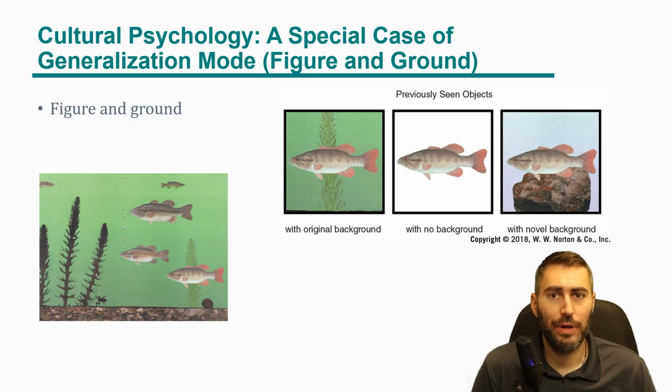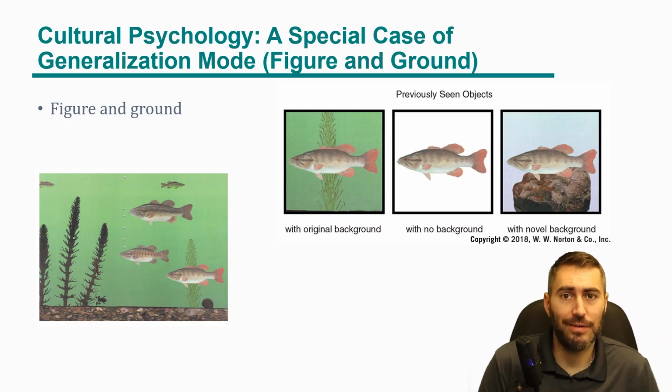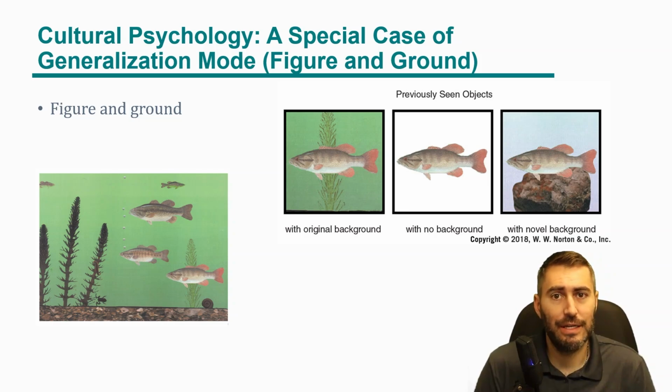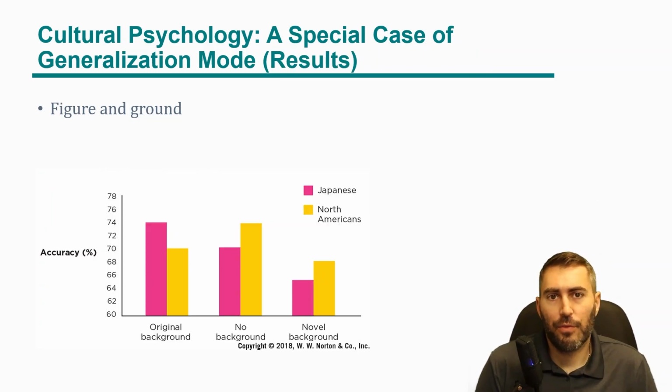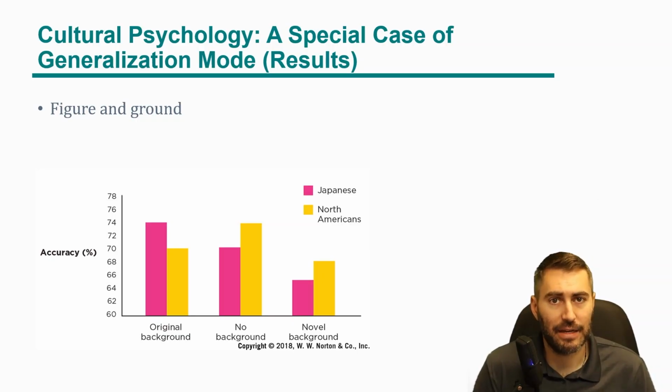Later on, participants were quizzed on what they had seen. Sometimes participants were shown one of the original fish with the original background, with no background, or with a novel background. See the images over on the right. The results from Masuda and Nisbett's study are shown here. North Americans could still recognize the fish, which suggests that they process the figure separately from the ground, whereas Japanese participants were less able to identify the fish when it was removed from the surrounding scene, which suggests that they processed the fish in context, and when the context changed, it affected their memory.